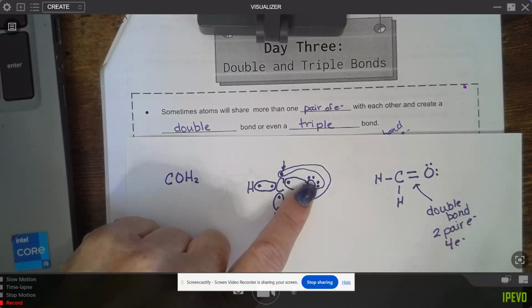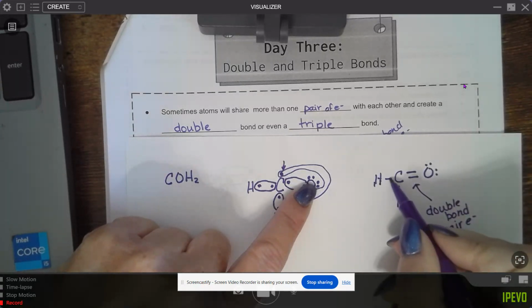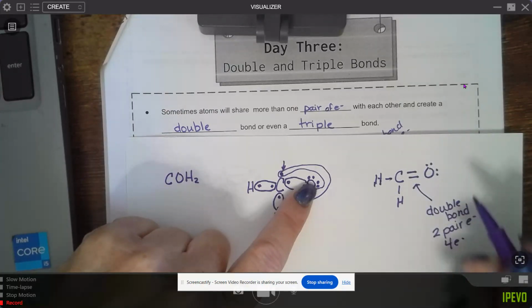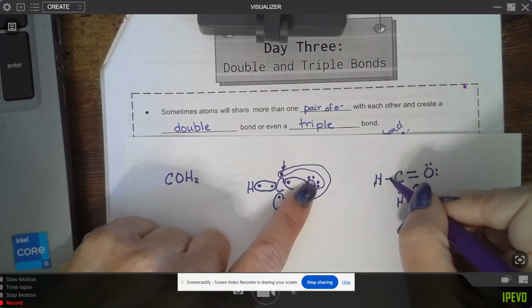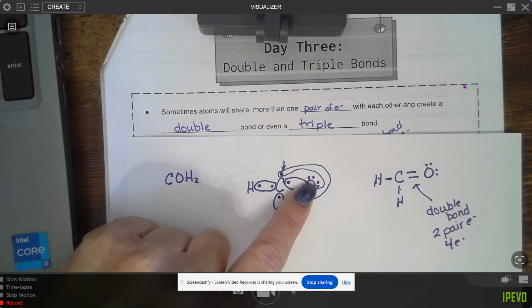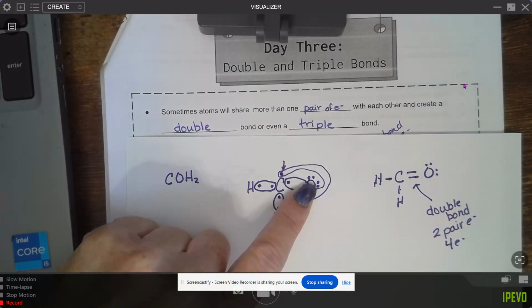oxygen. So if you do your count, remember hydrogen only needs 2 valence electrons, so those are both stable. Carbon, if you count each bond as 2 electrons, 2, 4, 6, 8. Carbon has 8 valence electrons. And then oxygen, 2, 4, 6, 8, also has 8 valence electrons.